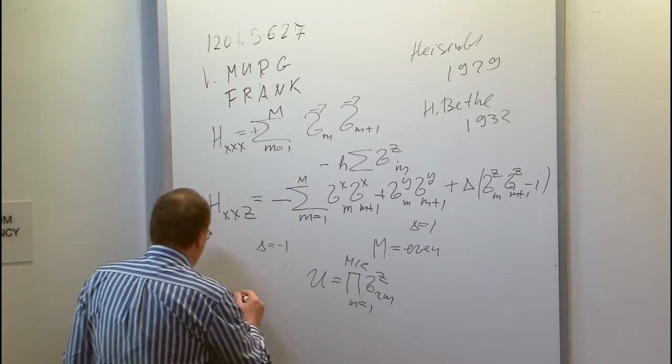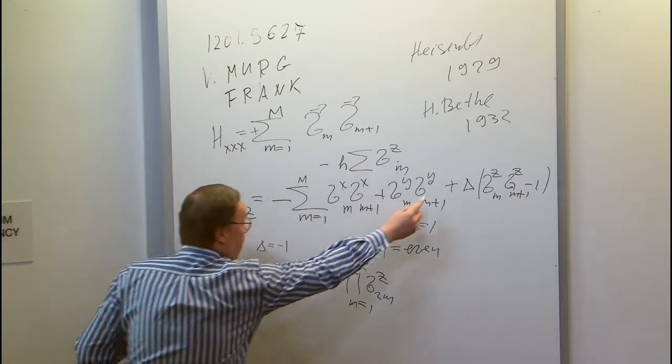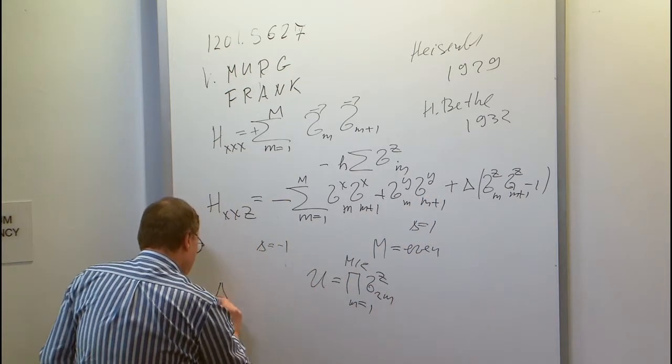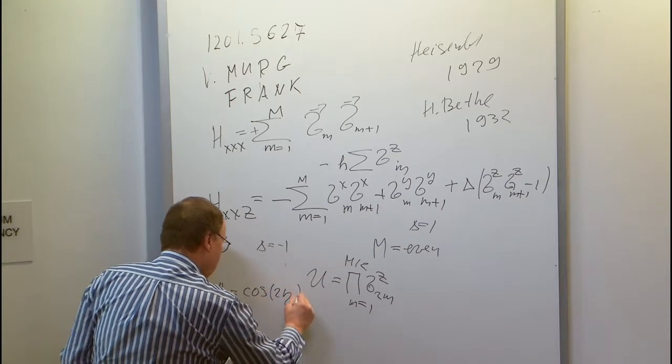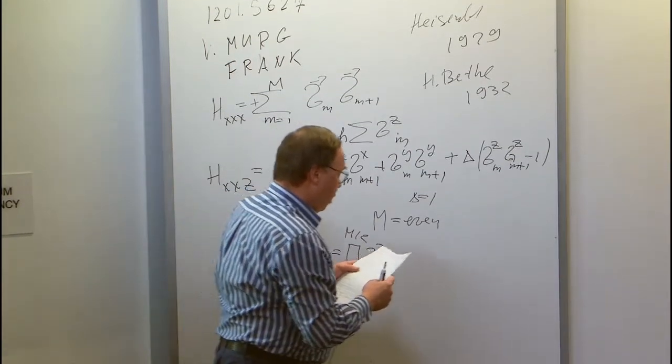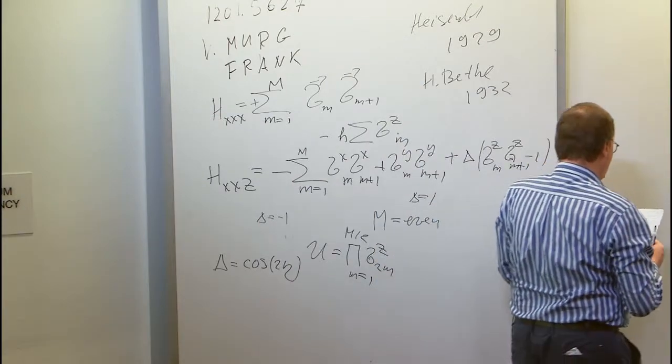Further notations: delta, this anisotropy parameter, which plays a very important role, I will denote by the cosine trigonometric function of 2 eta, and this angle eta will appear in many formulas later.